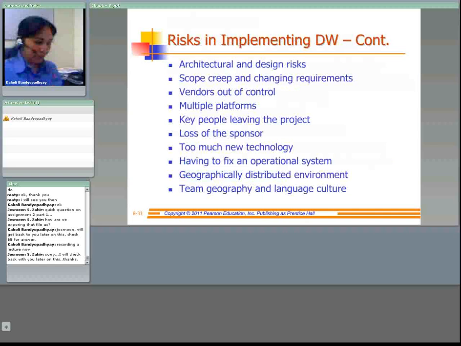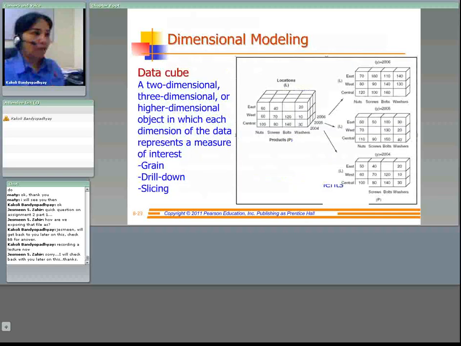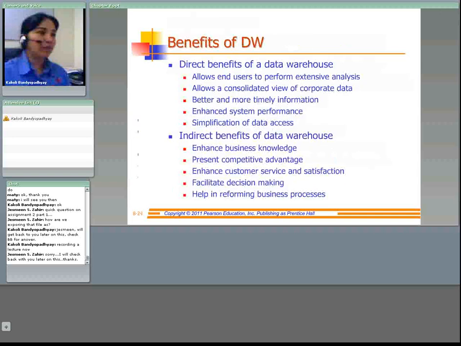I will also cover the benefits of data warehousing, and there are several benefits. Because we are storing data which is clean, the company's data, our competitors' data, which is consistent and almost error-free, it allows end users to perform extensive analysis. It allows a corporate, consolidated view of corporate data. It's timely. It enhances systems performance, and it is also most of the time web-based, so it provides easy access.